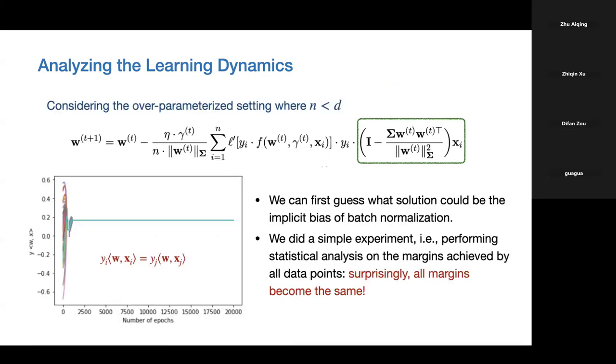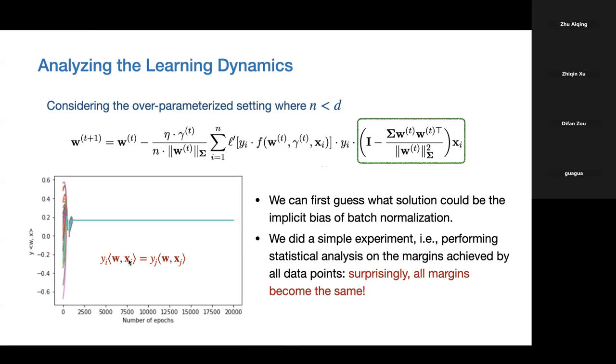Okay, so to answer that question, we can do some very simple experiments. We can look at the overparameterized setting, where the number of data points is smaller than the dimension, and run some very simple synthetic data. After doing the optimization, we find something surprising: for all the data points, their output is almost the same. For all the data points, the inner product between W and Xi has the same value.